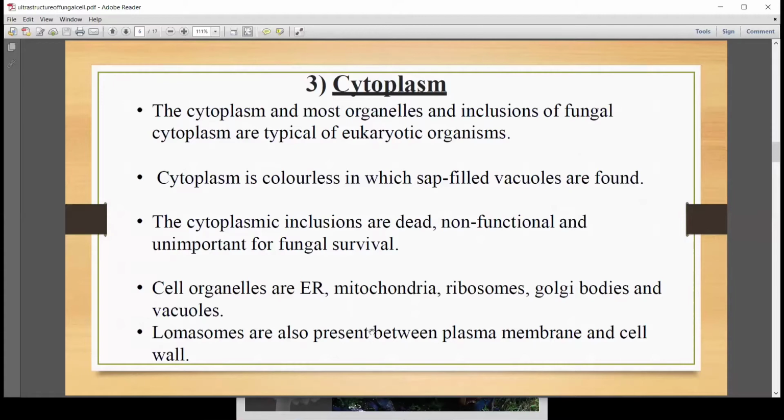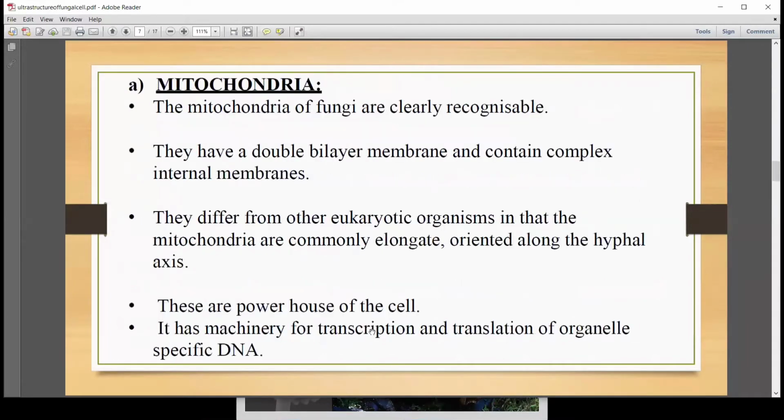It's unimportant for fungal survival. Cell organelles are endoplasmic reticulum, mitochondria, ribosomes, Golgi bodies, and vacuoles. Lomasomes are also present between the plasma membrane and cell wall.